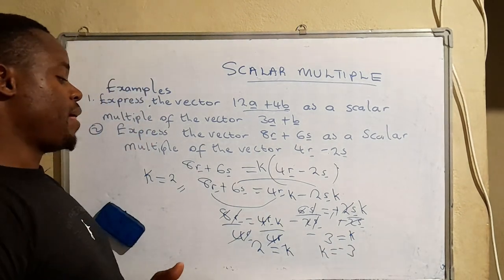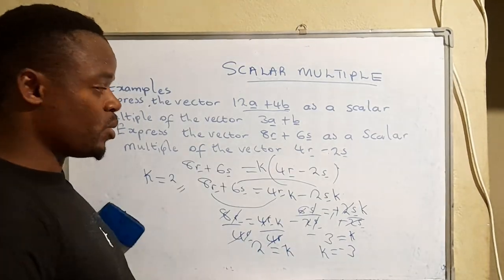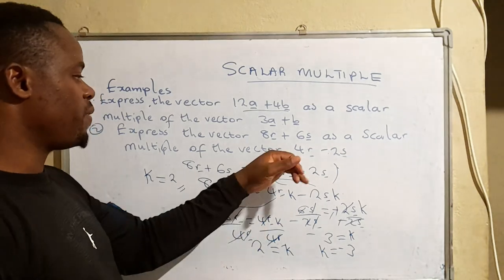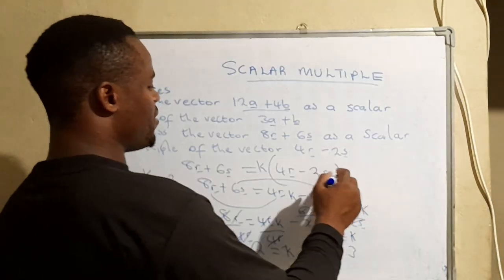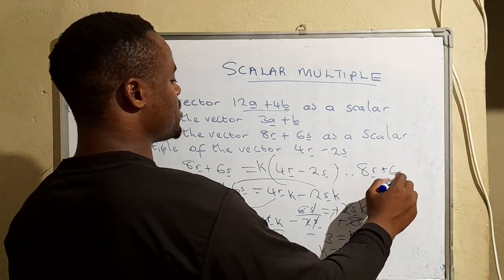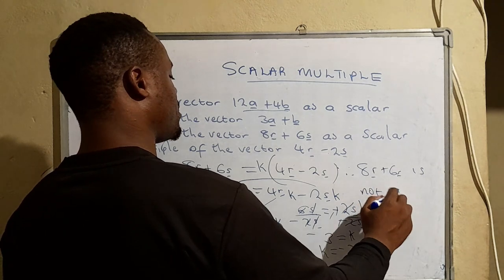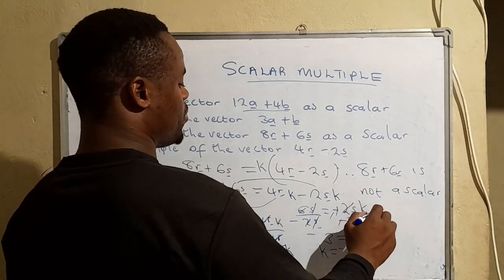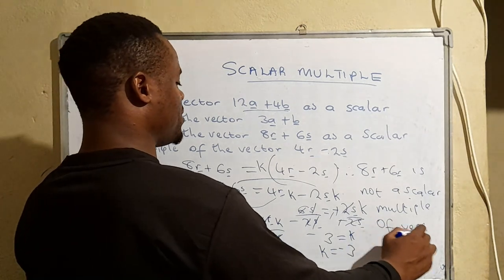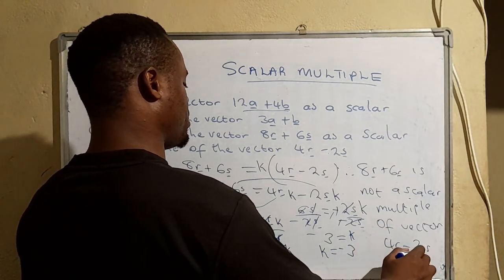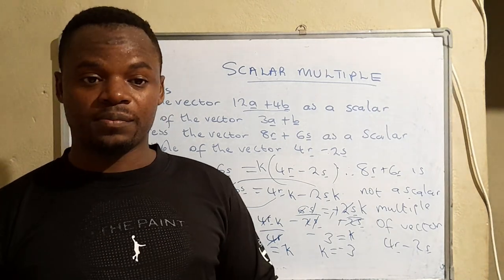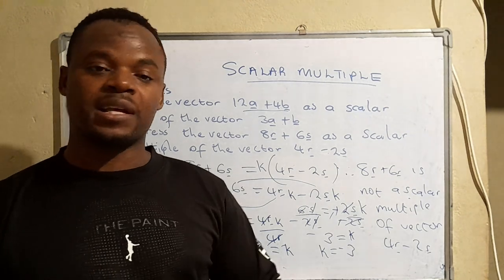You see that the scalars are different in this case. As long as they're different, there's no way we would say that this vector is a scalar multiple of that vector. So we have to indicate that therefore 8R plus 6S is not a scalar multiple of vector 4R minus 2S. So friends, that's how we deal with scalar multiples and how we express some vectors as scalar multiples of other vectors.